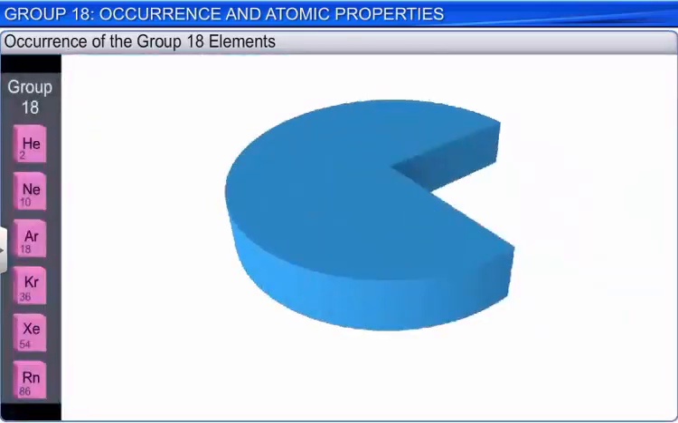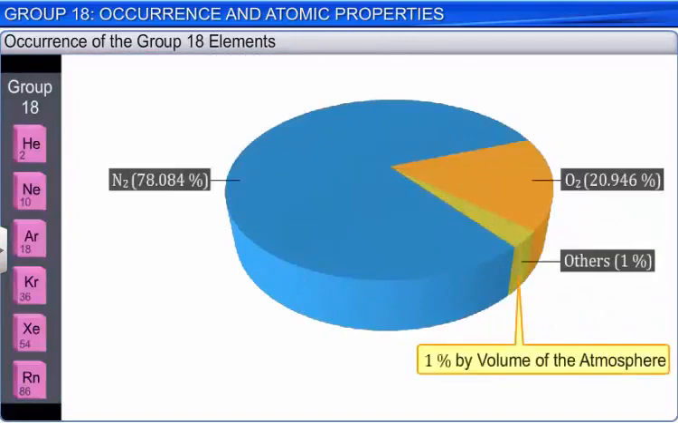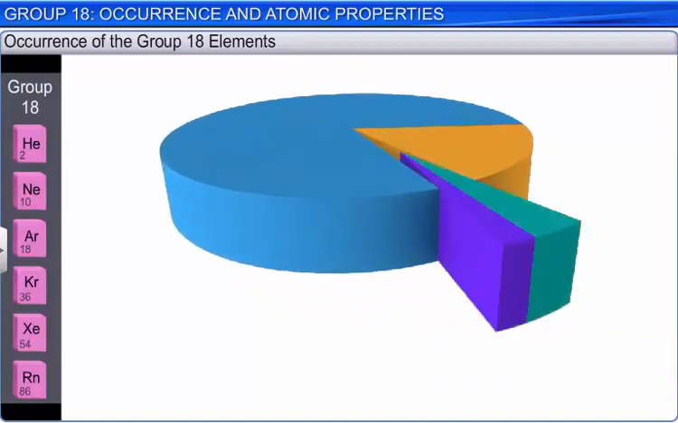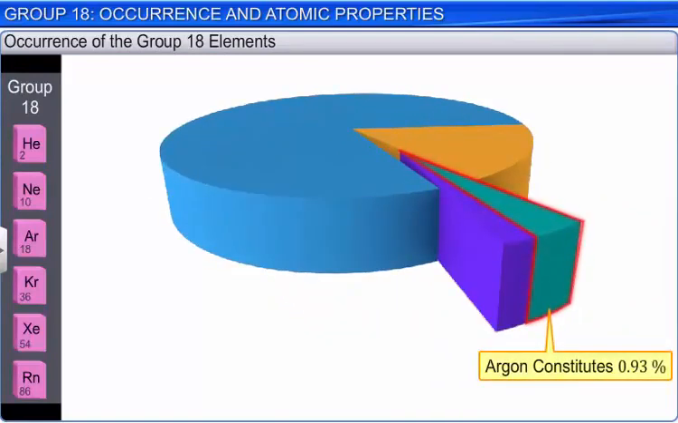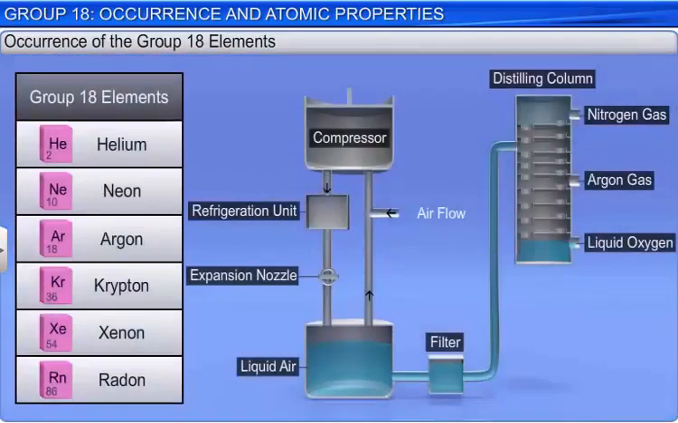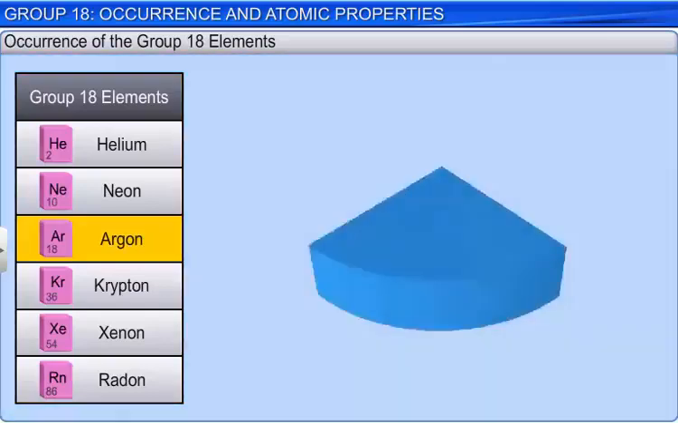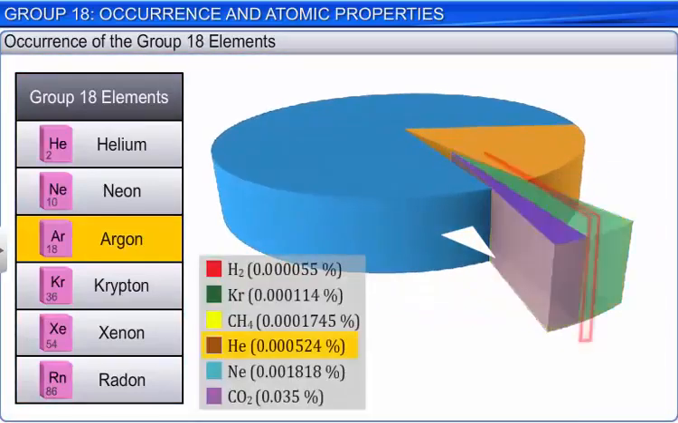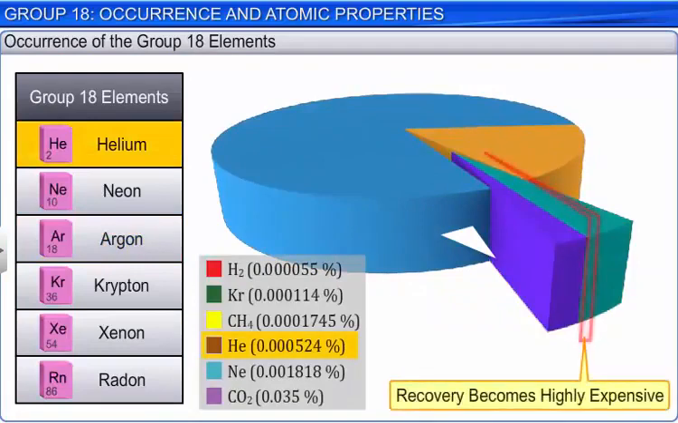These gases make up approximately 1% by volume of the atmosphere, in which argon alone constitutes 0.93%. As argon is quite abundant in air, it can be obtained from liquid air by fractional distillation. On the contrary, since helium is scanty in the atmosphere, its recovery from air would become highly expensive.